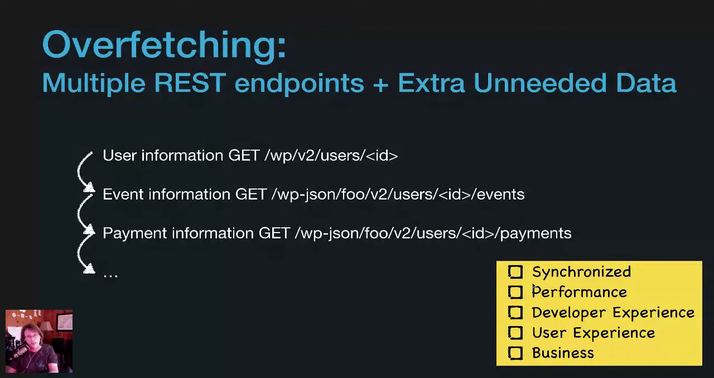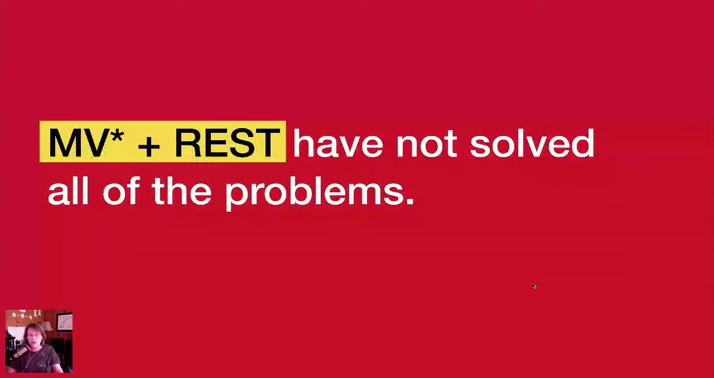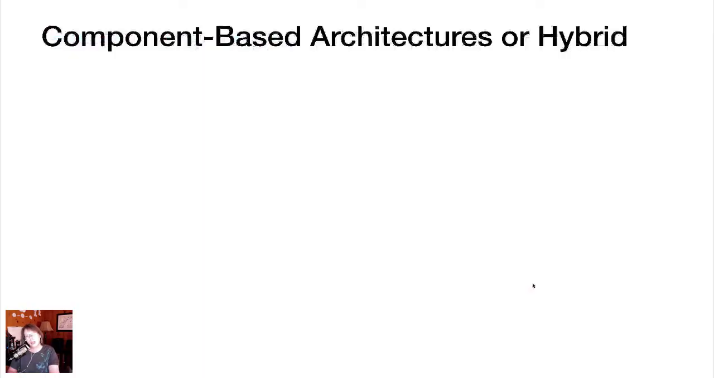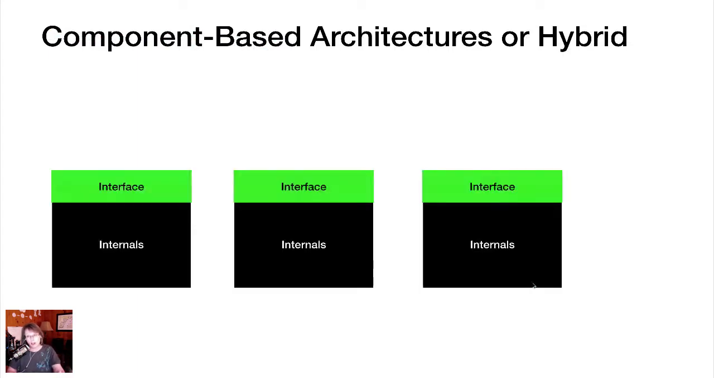MV plus REST is amazing. It's gotten us really far, but it just hasn't gotten us all the way yet. Now, there's another architecture I want to talk about, and that's the component-based architecture or some hybrid of that. So with a component-based architecture, we're starting to learn from some of the things that we got from the other architectures. But I do want to point out, in case you don't know this, component-based architectures have been around a really long time. Did you know that?